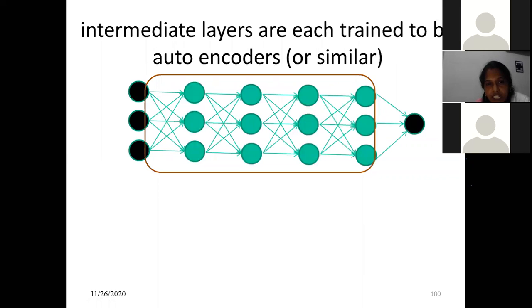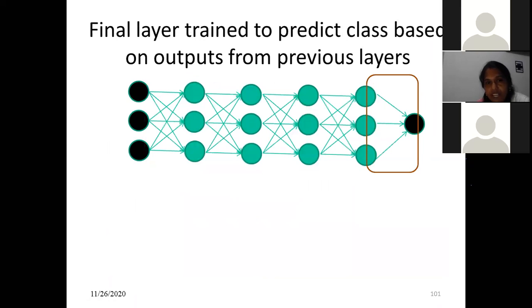So intermediate layers are trained to be autoencoders. Final layer trained to predict the class based on the outputs from previous layers. So first few layers for feature extraction and last two layers is for classification. That is how we can conclude with this particular topic.